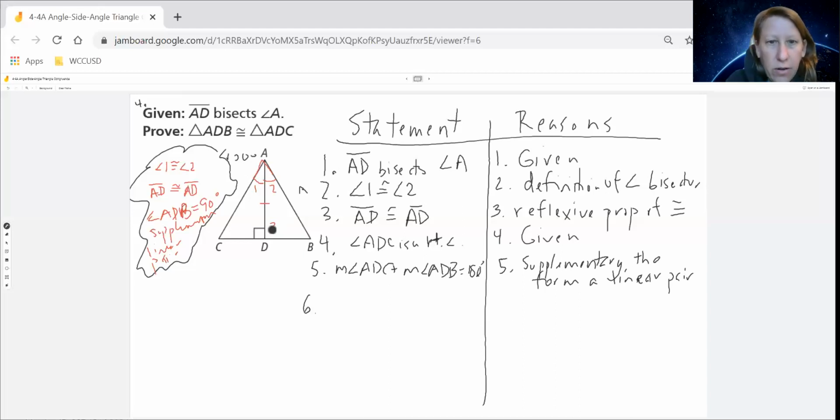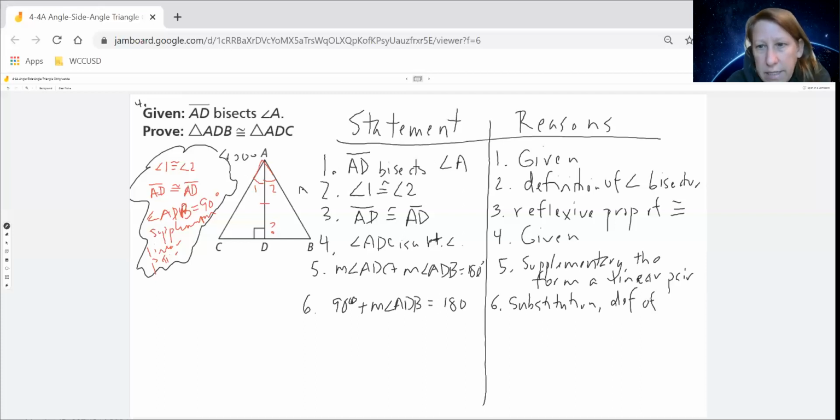Okay, now I'm going to say the measure of angle ADC is 90 degrees plus the measure of angle ADB is 180. All right, that's called substitution. And you could also say definition of right angle. You're kind of using two steps there as well. I'm letting you guys skip a little bit on this one because it could be a really long proof.